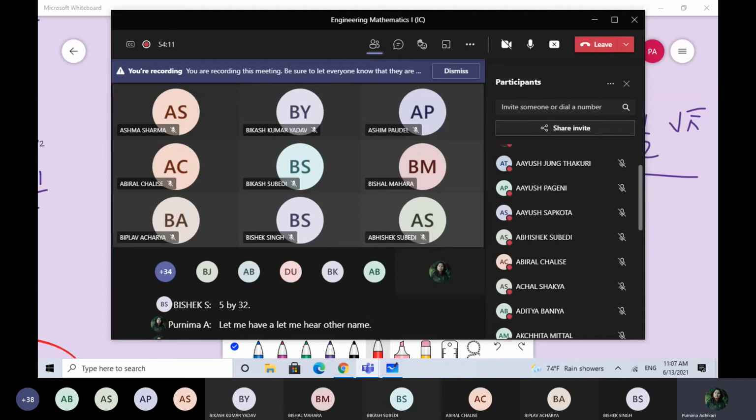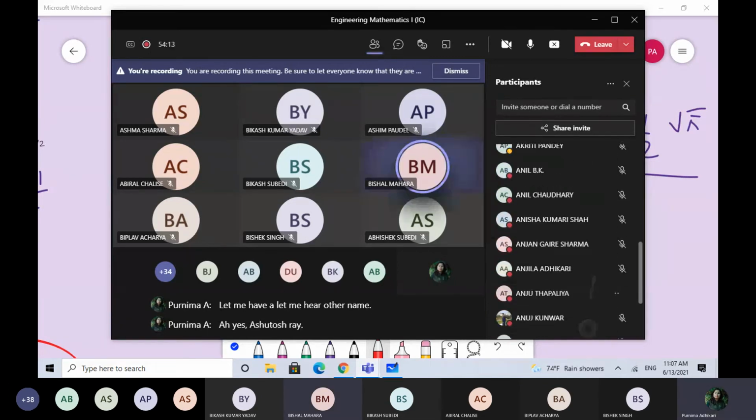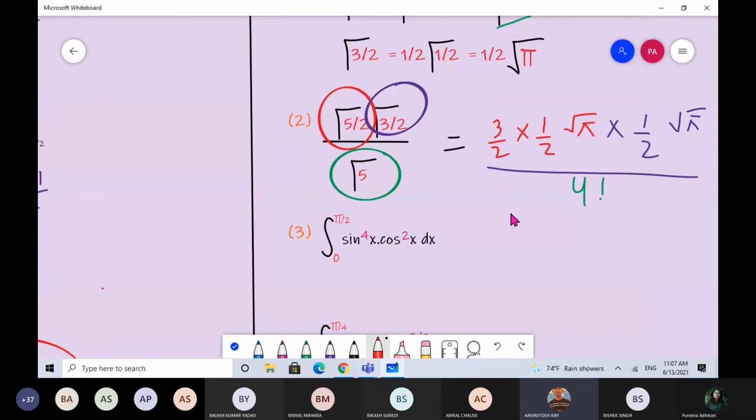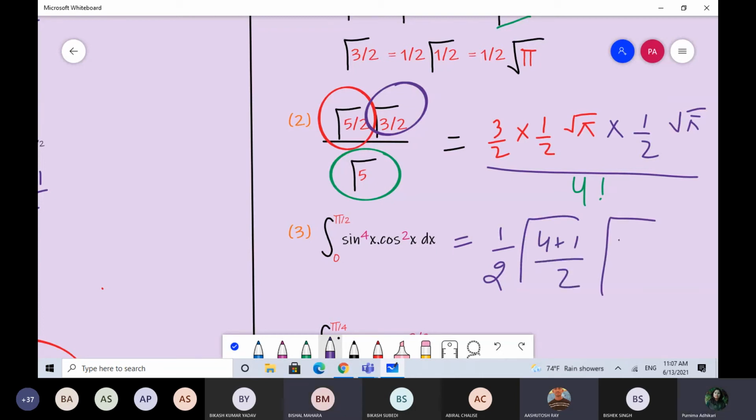Yes, Ashutosh Ray. Tell me, can you tell me how are we going to write it down in terms of the gamma function? 1/2. Very good, 1/2 gamma 5/2 into gamma 3/2. Very good.